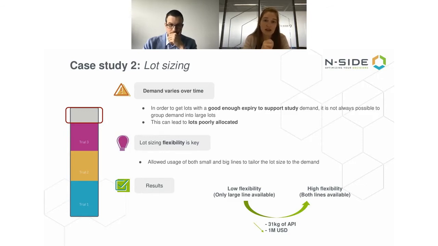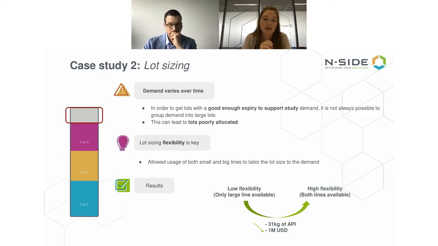And that's something that we've seen not just with this pharma partner, but with other partners of ours: lot sizing and keeping flexibility in that is really key to avoid waste. So in this case, they decided to use both the small and the big lines over time, depending exactly on what the demand was and what the shelf life that they had available was, so that they could really tailor the lot size to this.